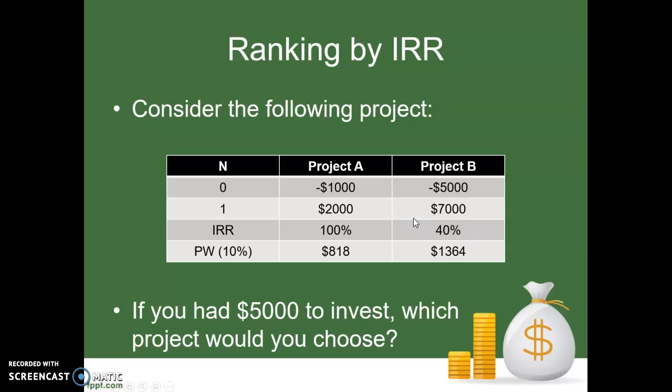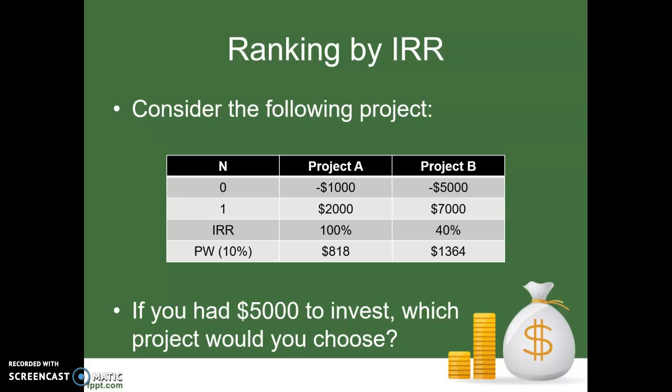So you might think, oh, well, 100%, that sounds a whole lot better, doesn't it? But if we look at just the difference between 2,000 and 1,000, Project A just earned us $1,000, whereas Project B made us $2,000. So Project B had twice the profit, twice the revenue.